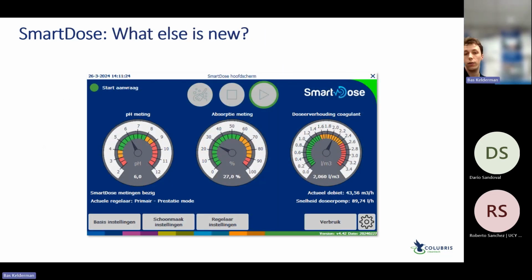In addition, we now have a new small dashboard on the HMI, which is nice for our operators to have. Gives you a couple of key performance indicators. It makes it a lot easier for us as well to monitor what the SmartDose is doing.